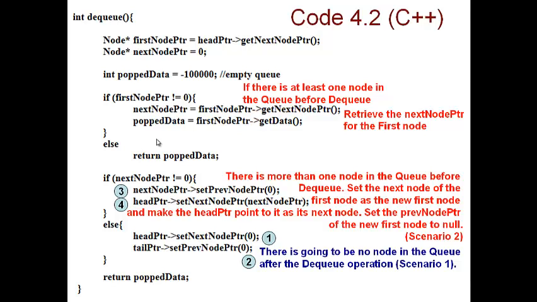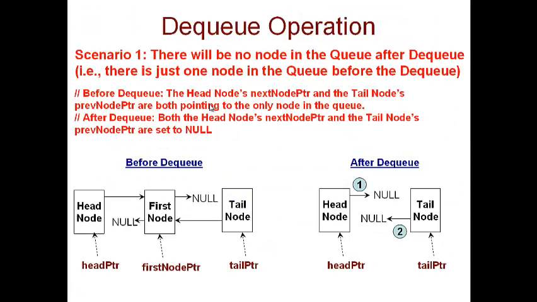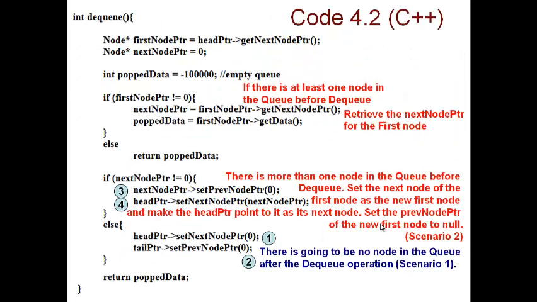Now you check if this next node pointer is null or not. If it is null, that means after the first node is isolated, there's not going to be any other data node in the queue. The queue is going to become empty. How does an empty queue look? Head node's next node pointer is null, and tail node's previous node pointer is null. That's what you have to do. Then come out of the else block and return the pop data, which is the data of the first node that you isolated.